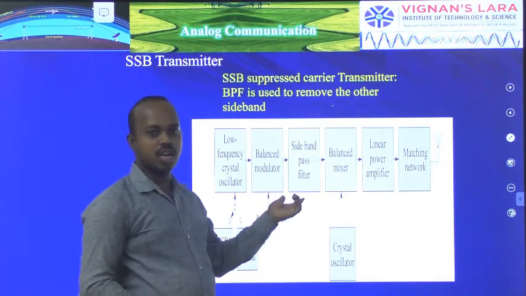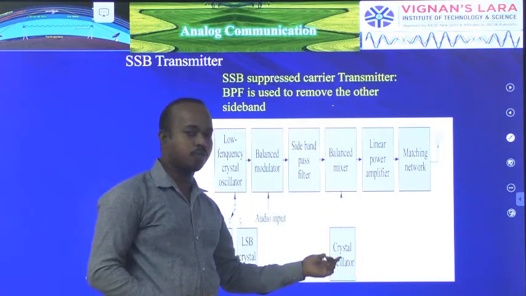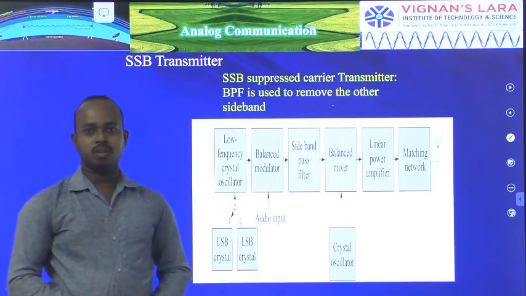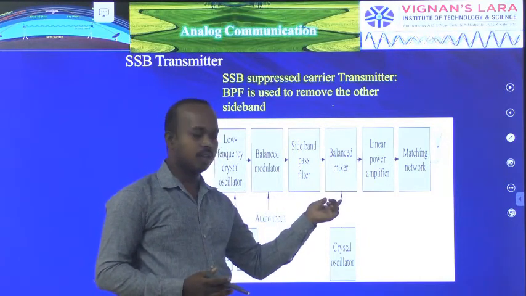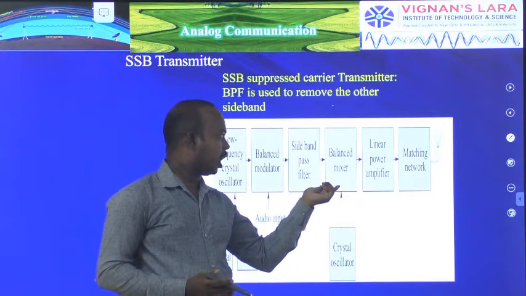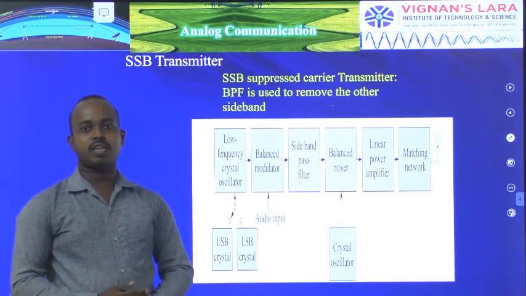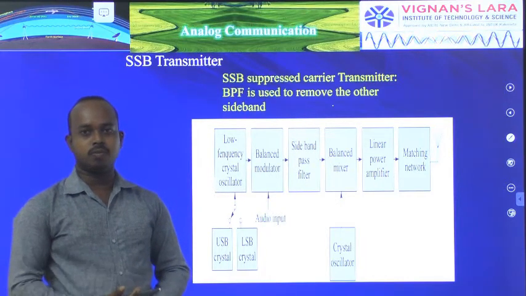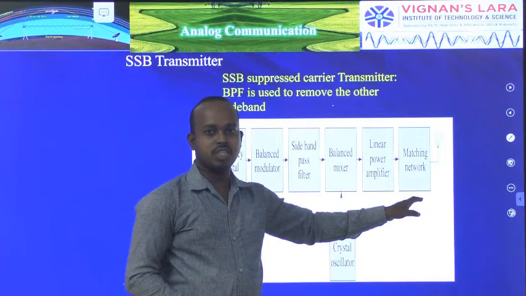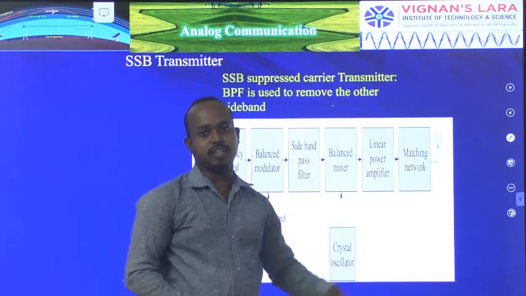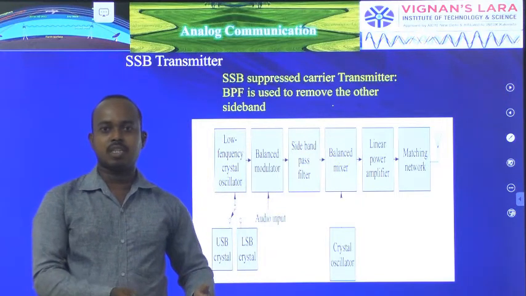And the value is assigned to the balance mixer. The balance mixer also takes the input from the crystal oscillator. By adding these two, the output of the side band pass filter and the output of the crystal oscillator, that will be assigned to the linear power amplifier. The linear power amplifier can improve the power levels from the balance mixer. Finally, it is assigned to the matching network. The matching network is connecting to the antenna. Each and every block plays an important role in the transmission process.